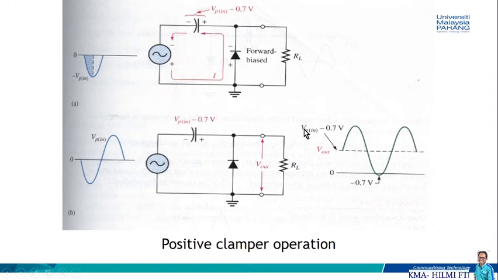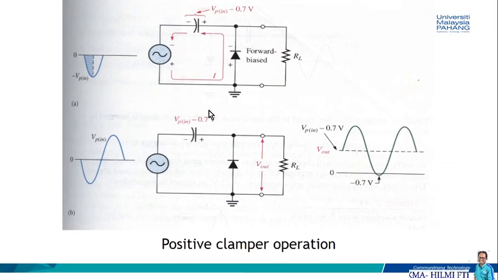So this is a positive clamper operation. Basically, in the circuit we have the AC input, we have the diode, and we have the load resistor, but this time we also have a capacitor. The input voltage is sinusoidal, as you can see here.